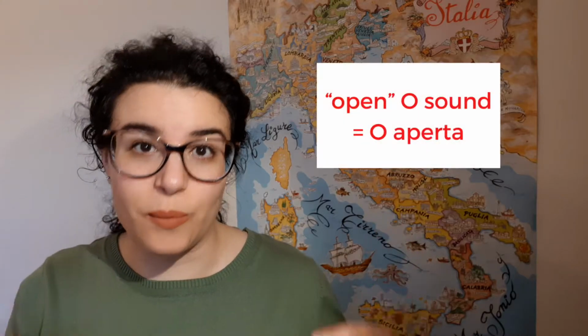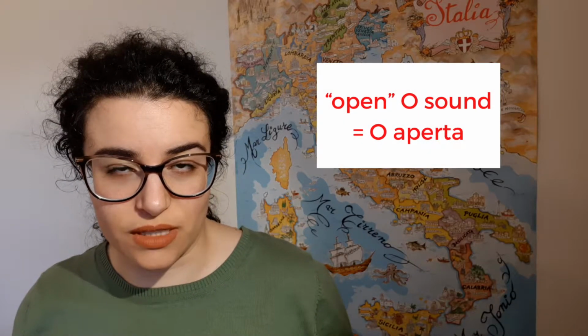The first sound is O. O. And in Italian, we say this is an open O sound. Again, because our lips are quite on the open side. It's quite a big circle, not as big as in A, but still big enough.